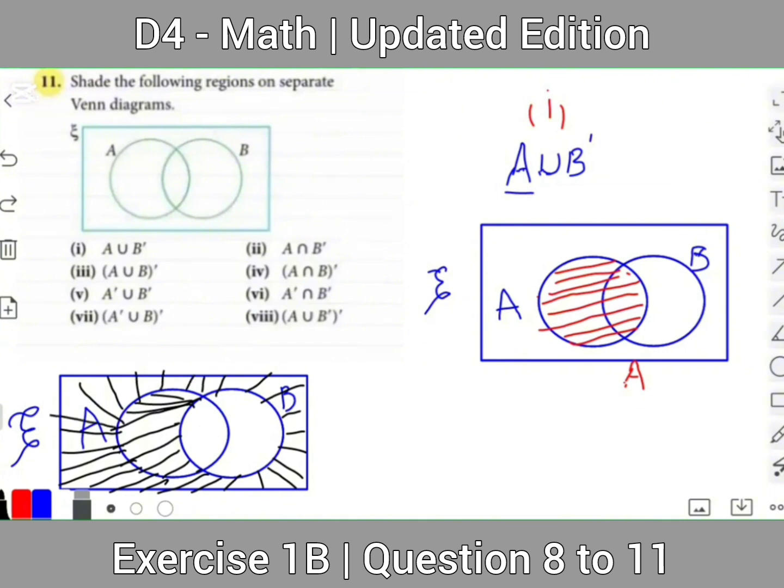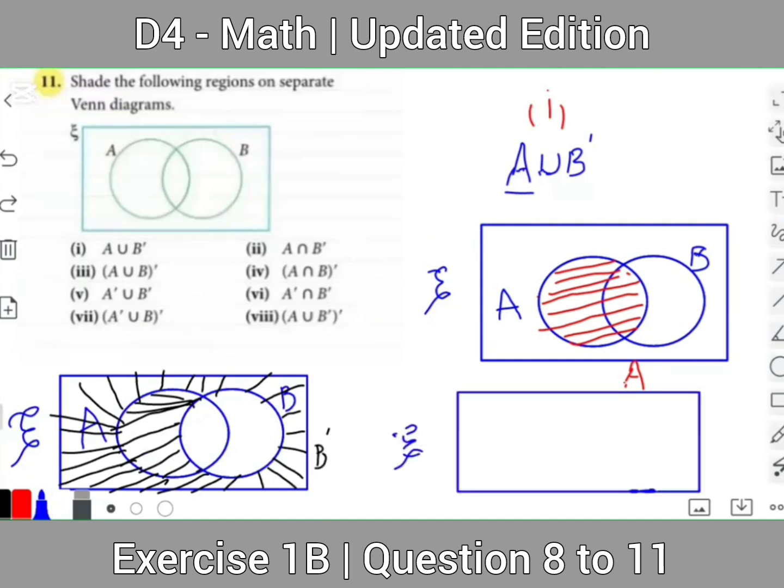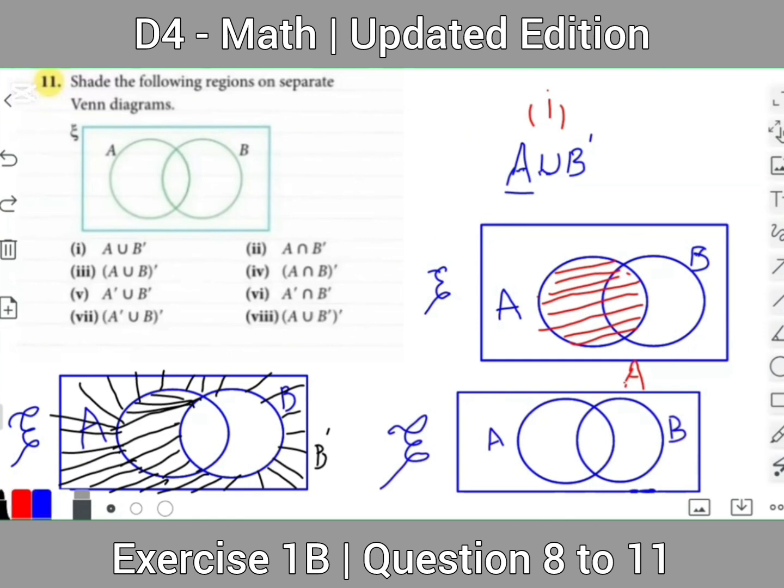Now in the third Venn diagram, this is the Venn diagram for B complement. For the final Venn diagram, we will draw a rectangle that represents the universal set eta. Inside it, we'll draw two overlapping circles representing the sets A and B respectively. And we will use this Venn diagram to find out A union B complement.